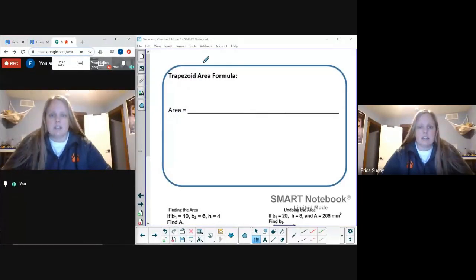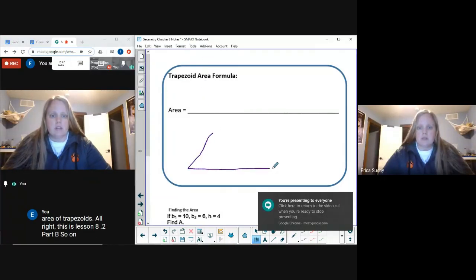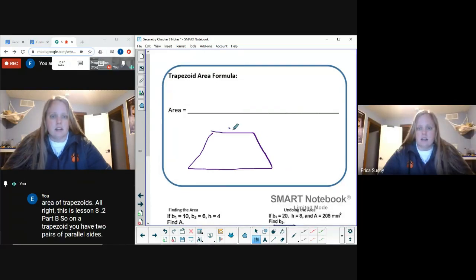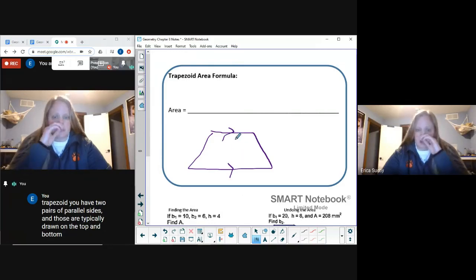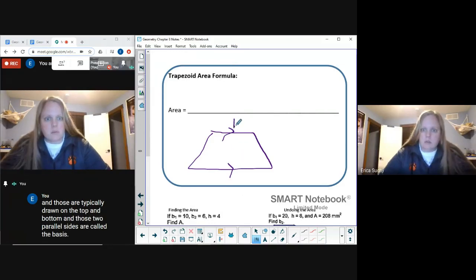All right, this is lesson 8.2, part B, area of trapezoids. On a trapezoid, you have two pairs of parallel sides, and those are typically drawn on the top and bottom. And those two parallel sides are called the bases. So I'm going to call this one a base, and I'm going to call this one a base.